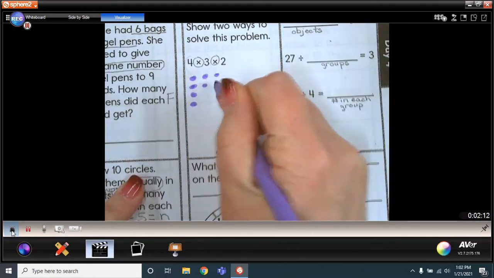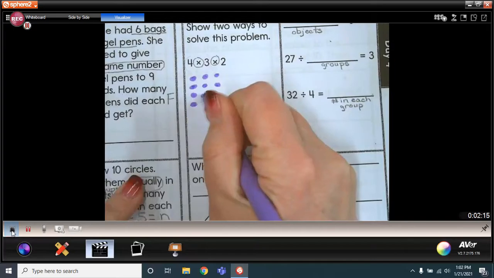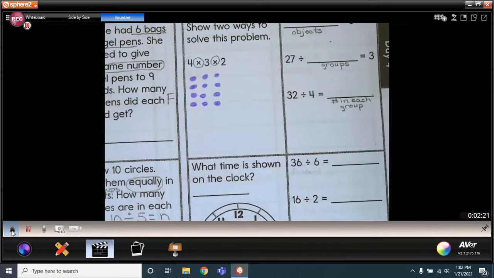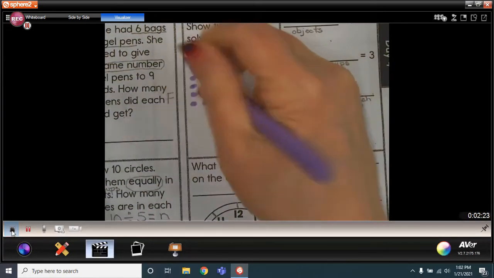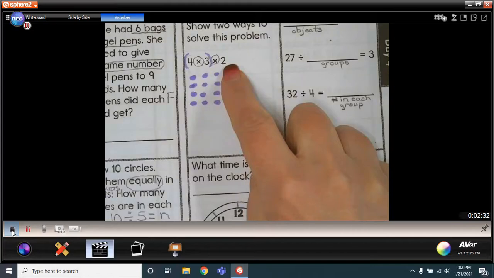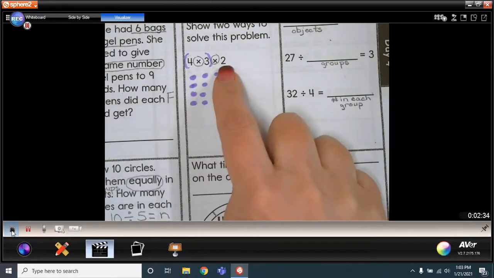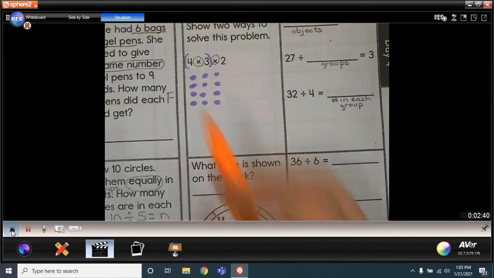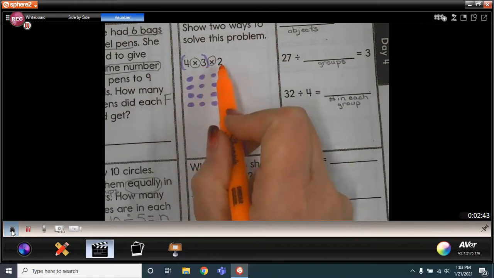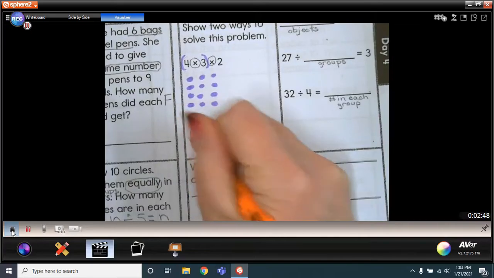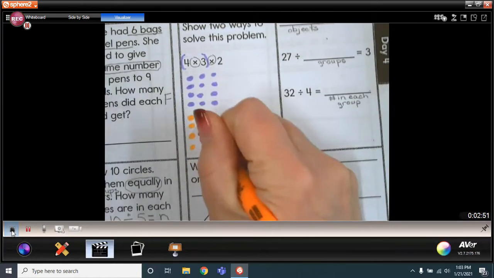There's another row of 3, there's another row of 3. So this is 4 times 3 right here. But now, this tells us that we're not going to just do 4 times 3 one time, we're going to do it twice, 2 times. So we have 4 times 3, but now we're going to do this twice. So I'm going to show 4 rows of 3 again.